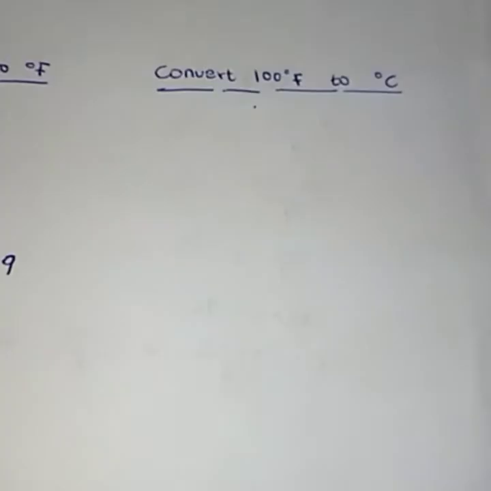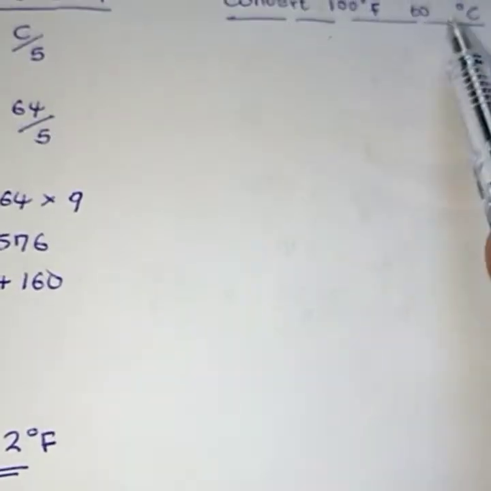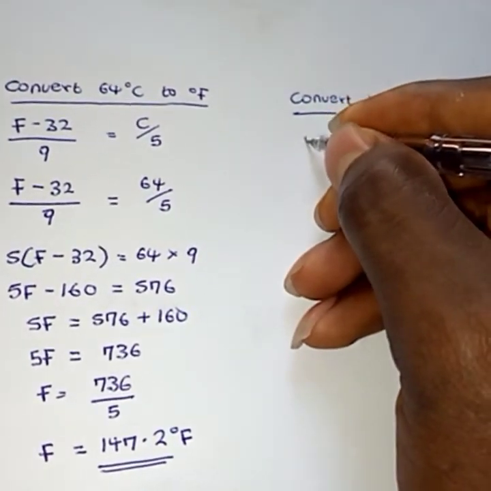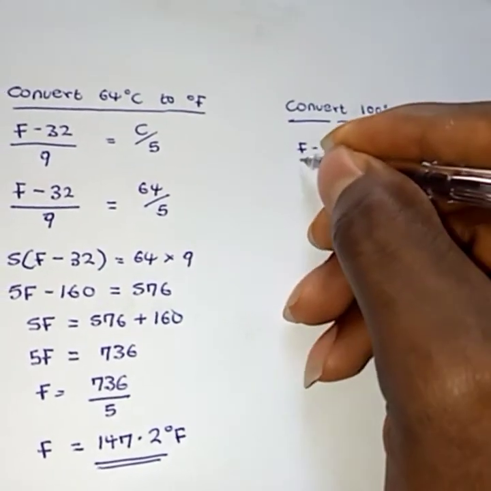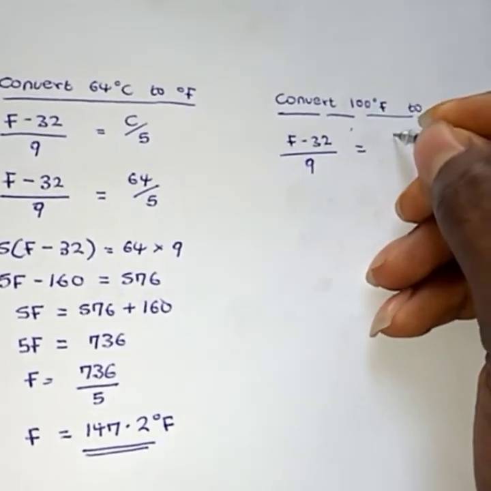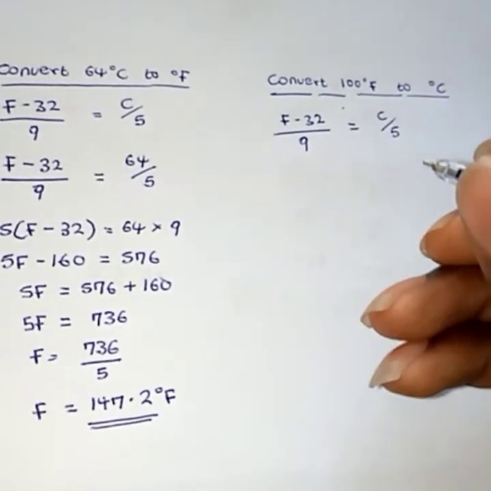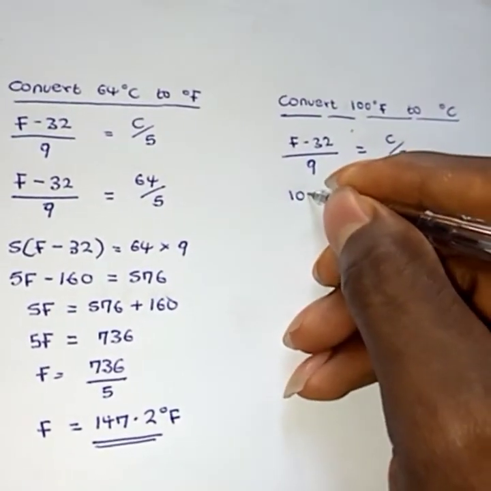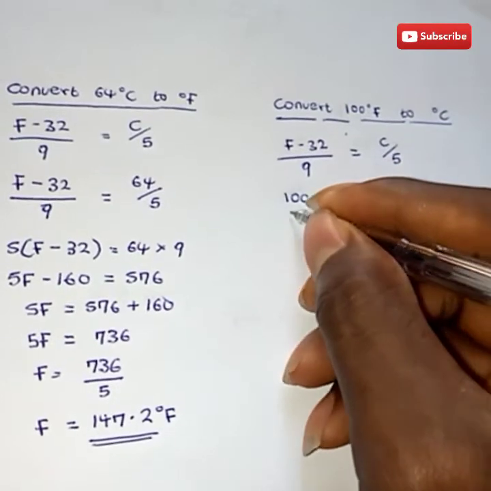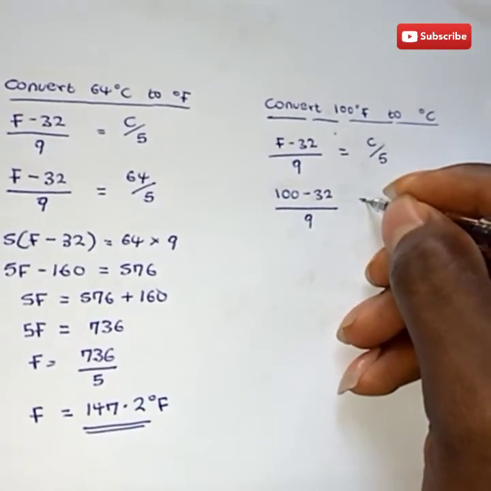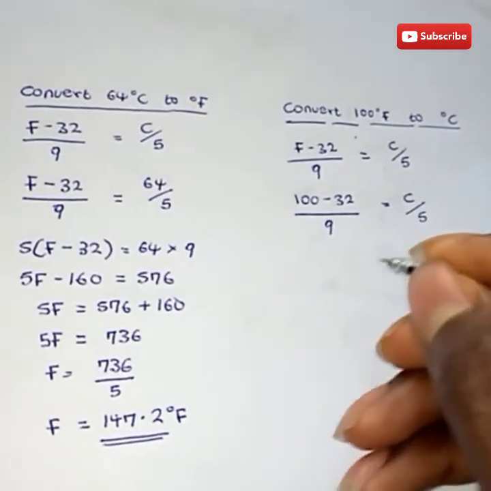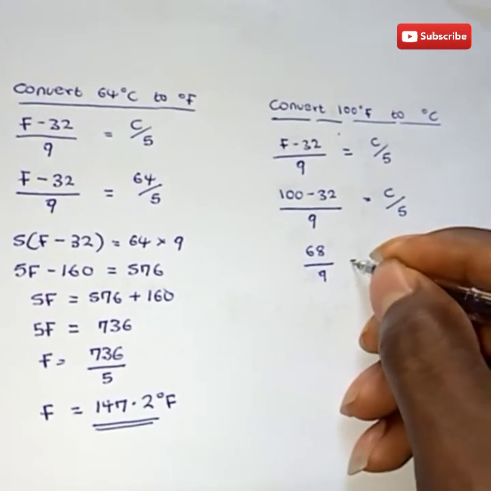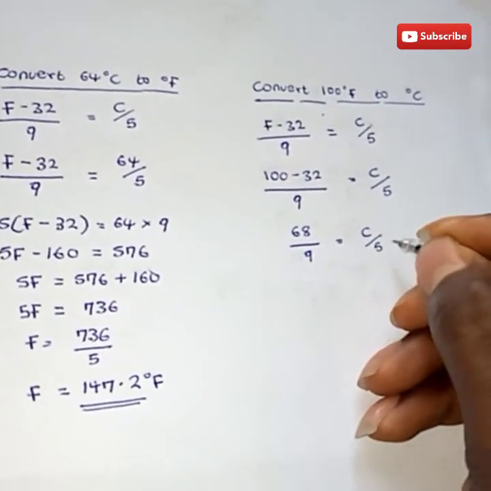Okay guys, let's take one more example. So convert 100 degrees Fahrenheit to degrees centigrade. Using our formula again, which is (F - 32)/9 = C/5. So in our equation we have 100 degrees Fahrenheit to convert to centigrade. Fixing our value, (100 - 32)/9 = C/5. So 100 minus 32 is 68, so 68/9 = C/5.